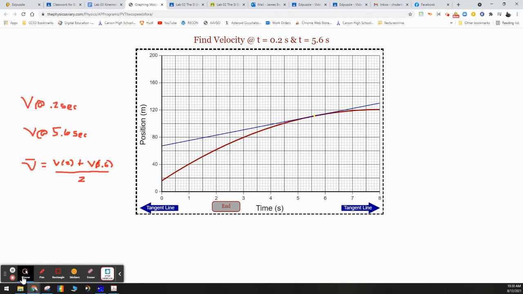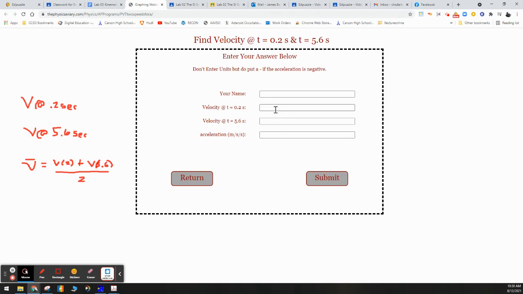Let me go back here. I would hit end, and I would find the velocity here, here, and the acceleration. Oh, no, hold on, my bad. If it wants acceleration, the acceleration is going to be the final velocity, whatever the velocity is at 5.6 seconds, subtract the velocity at 0.2 seconds, divided by the time between those two. So the time would be 5.6 seconds minus 0.2 seconds. I would do that, and that would be my acceleration. Hit submit.